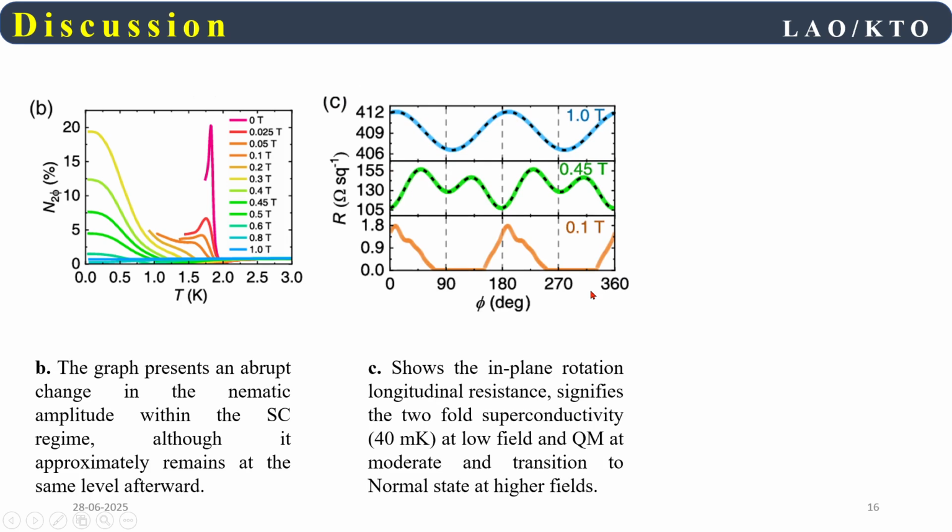And over different magnetic fields, in the longitudinal resistance, the angle-dependent resistivity has been measured, and they show the superconducting results at very low magnetic field, and over the higher magnetic field the superconductivity is breaking, and this shows an anisotropic kind of behavior.